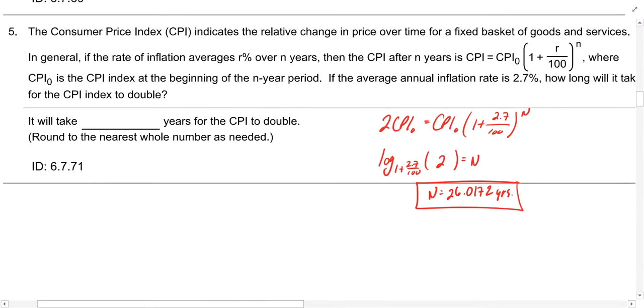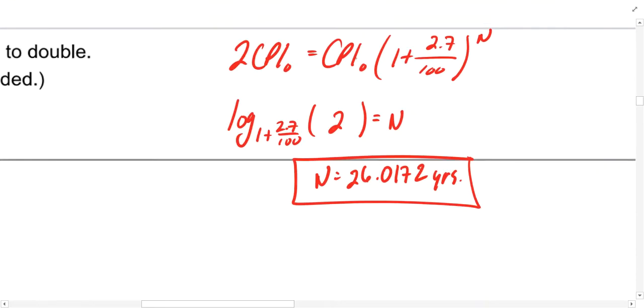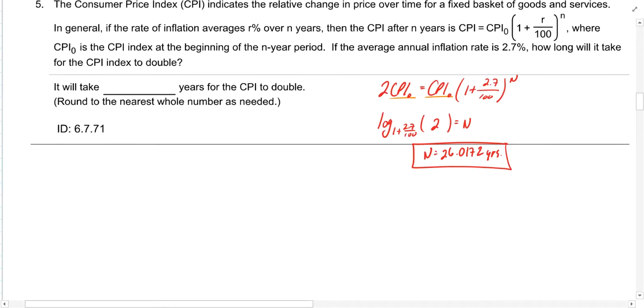For part 5, we have the same consumer price index formula. This time we're solving for some n value, the length of time needed in order for your CPI to double. Doesn't matter what CPI initial value we start with. When we divide both sides by that initial value, we're left with 2, and rewriting this exponential as a logarithm would allow us to solve for n.